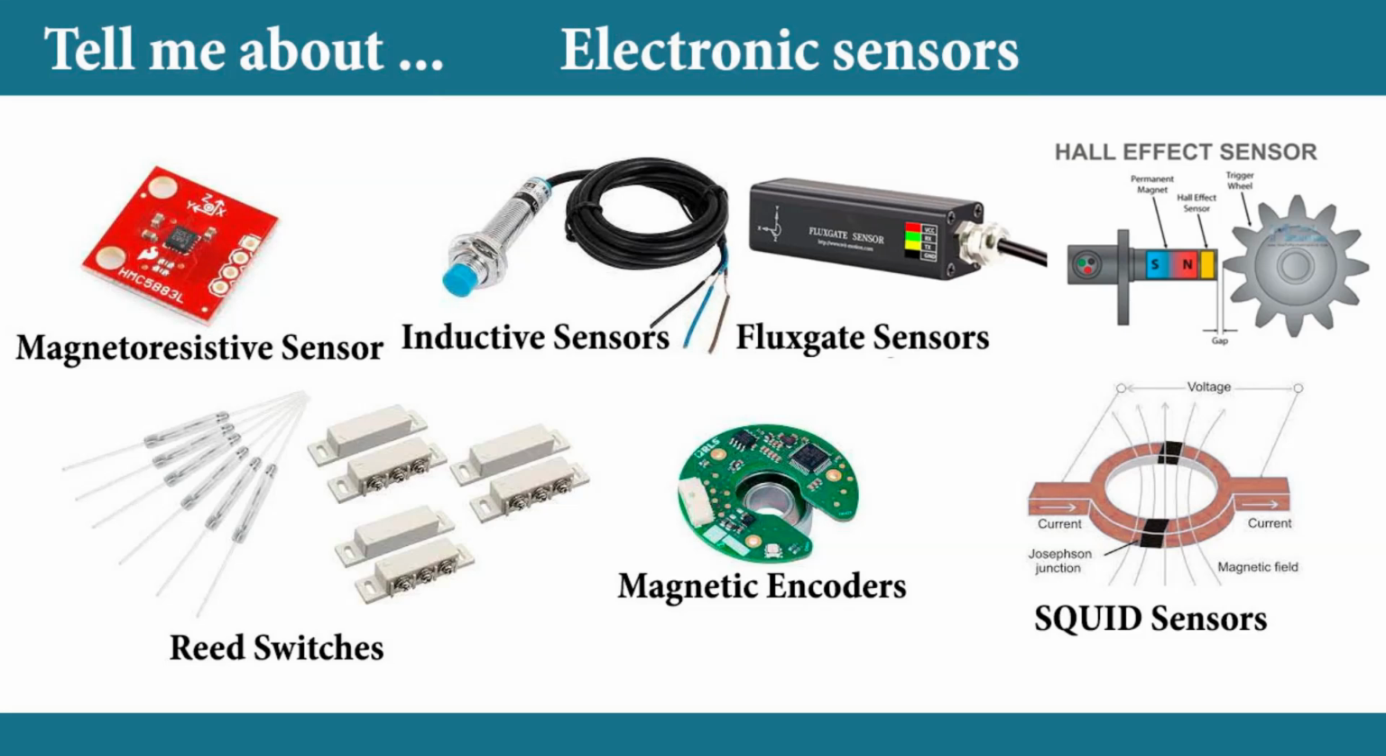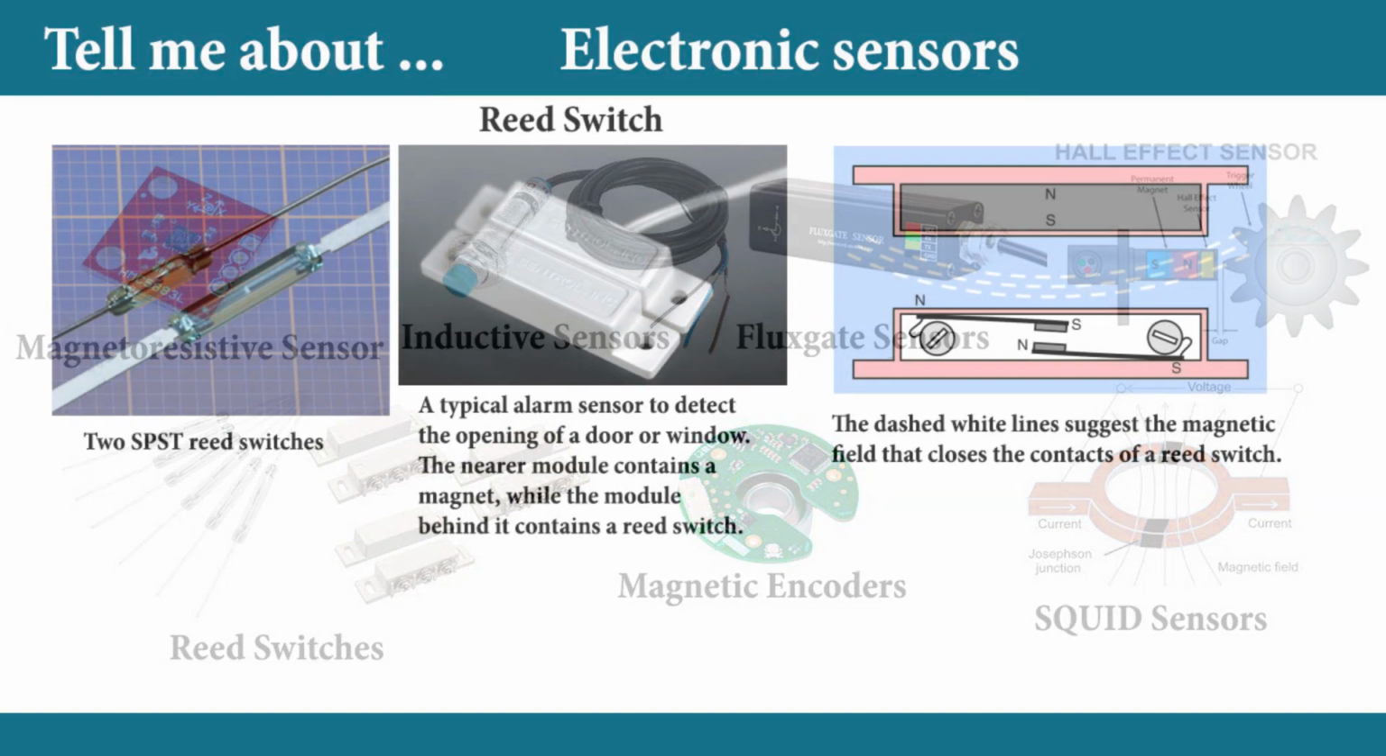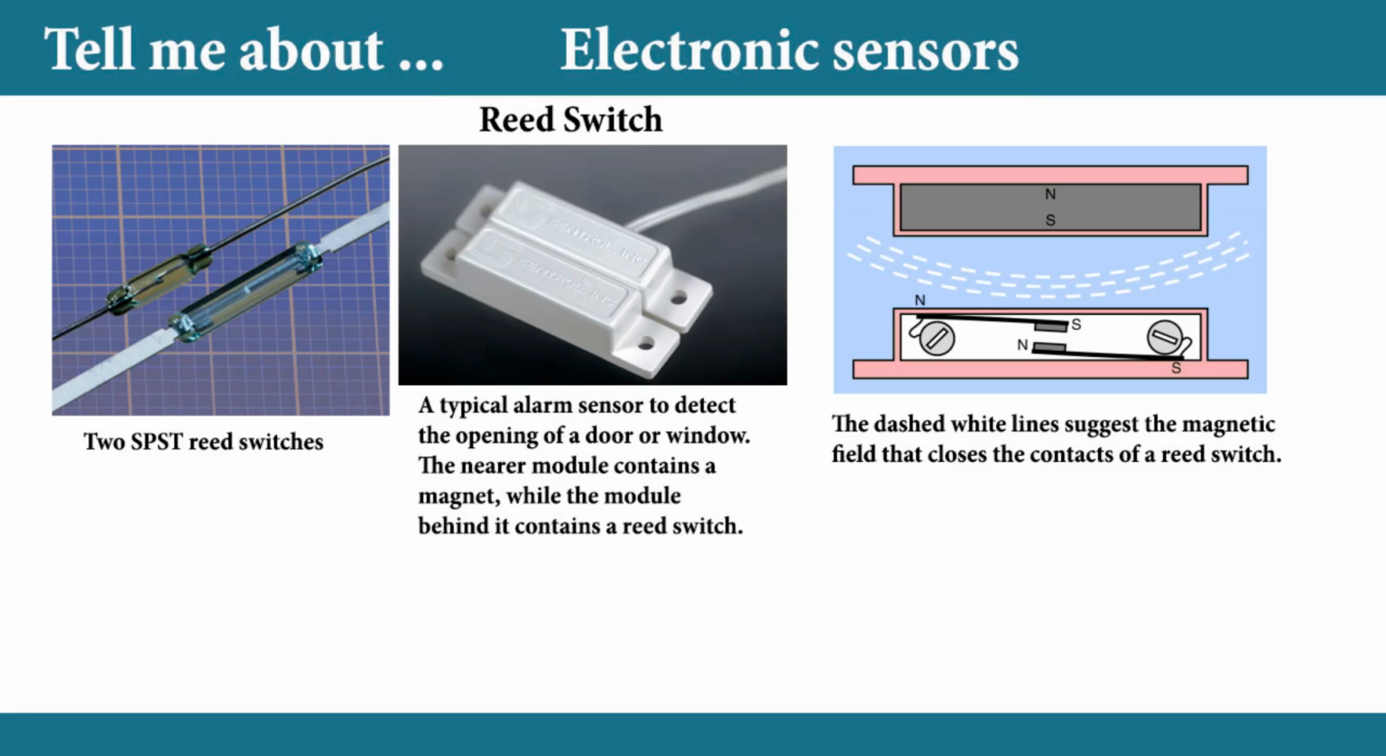SQUID sensors, or superconducting quantum interference devices, are highly sensitive magnetometers that use superconducting loops containing Josephson junctions. They detect extremely small magnetic fields with high precision. They are used in medical imaging, e.g., magnetoencephalography, geophysical exploration, and fundamental physics research. Prepackaged magnetic sensing units are sold in many configurations for industrial and military applications.